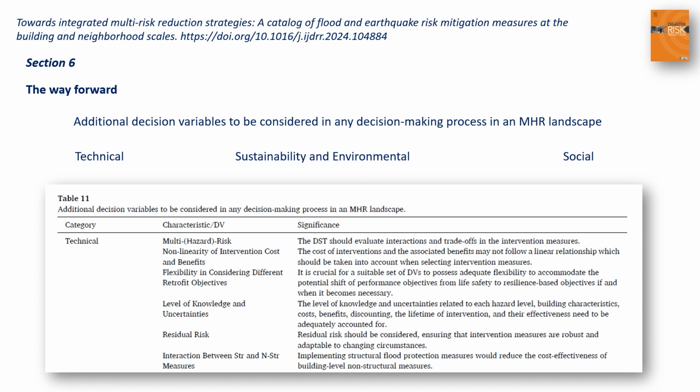Finally, in section 6, after synthesizing the common decision variables used in intervention selection procedures, we discussed why these decision support tools are not well suited for a multi-hazard landscape. And as a way forward, we proposed additional decision variables across different categories, including technical, sustainability and environmental, and social aspects.